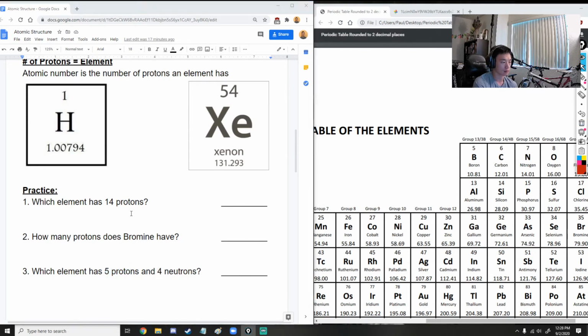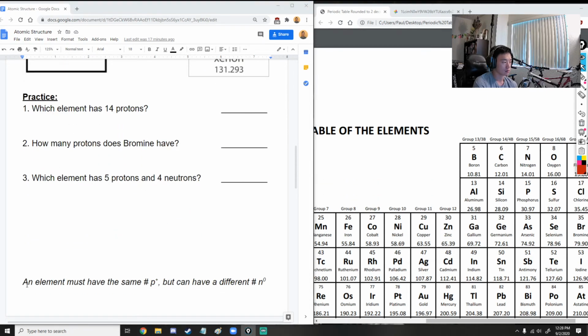Okay, so this just kind of summarizes that. An element must have the same number of protons, but it can have a different number of neutrons.